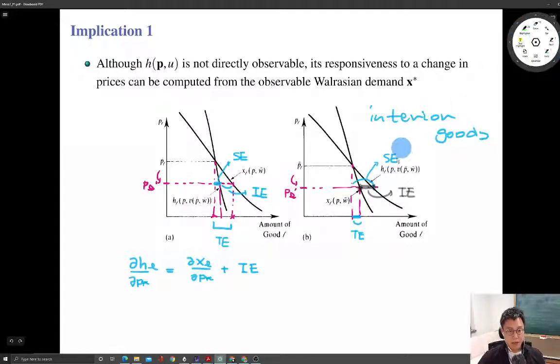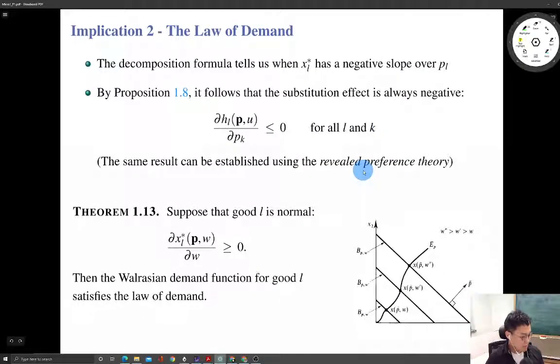So if we isolate the substitution effect due to this price change, people tend to increase demand for good L as much as this. But even after considering improved purchasing power, because this is an inferior good, people now reduce the demand by as much as this income effect. So the size of the total effect is smaller than the substitution effect. Consequently, Walrasian demand becomes inelastic compared to the Hicksian demand. All right, that is the first implication.